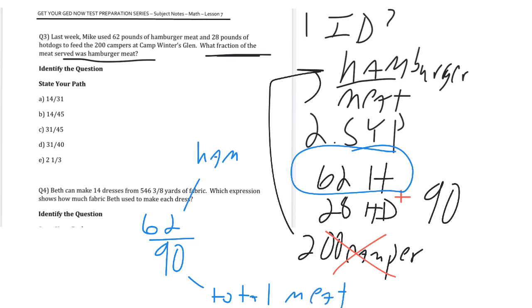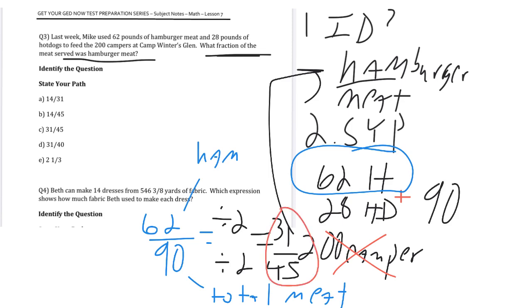And then from that point, all you're doing is reducing it. So you're just going to say the biggest number that goes into 62 and 90. I'm just going to guess 2. Could be something different, but it's a good, friendly, easy number to work with. So 62 divided by 2 is 31. 90 divided by 2 is 45, and so there we have our answer, 31 over 45. Hope this helps, and keep your questions coming.